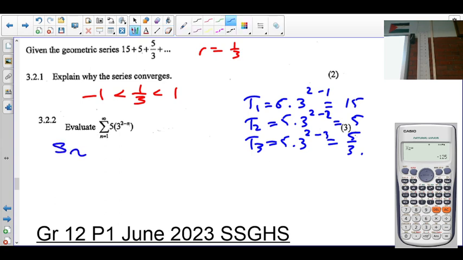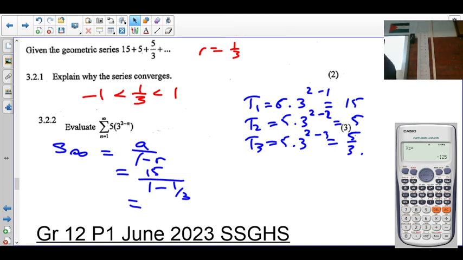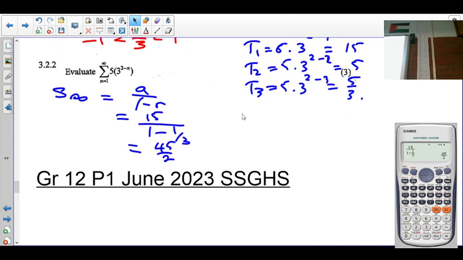So the sum to infinity is equal to a over 1 minus r. My a value, of course, is 15 over 1 minus a third. Okay. You put that in a calculator. It's going to be 15 over 1 minus a third. Gives you 45 over 2. Okay, or 22 and a half. It's also the same thing, or 22.5.